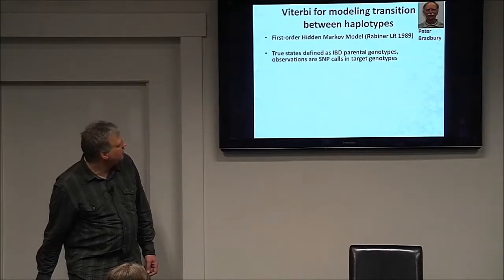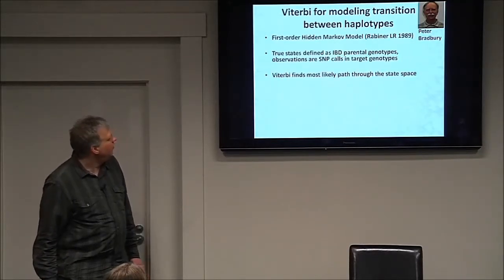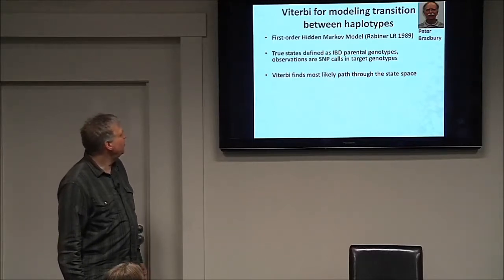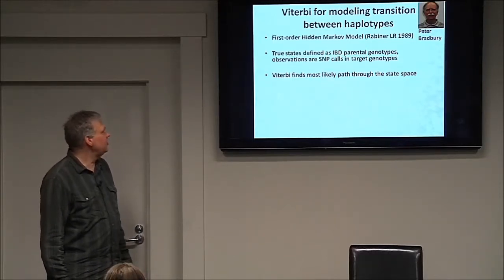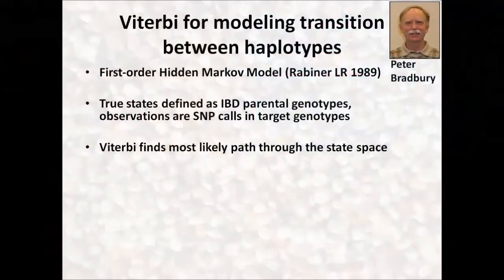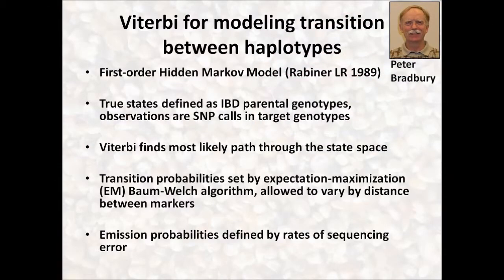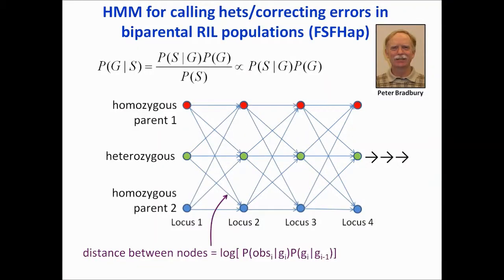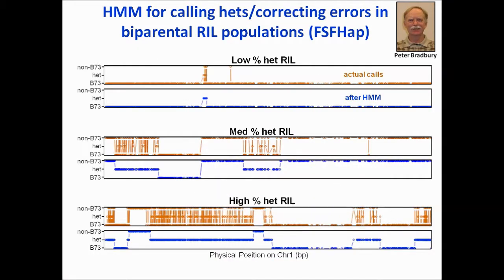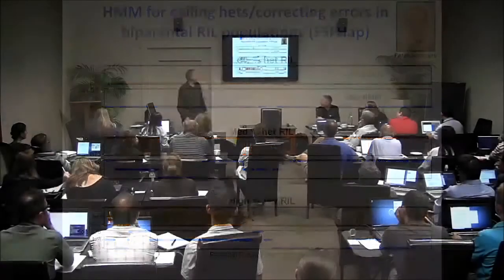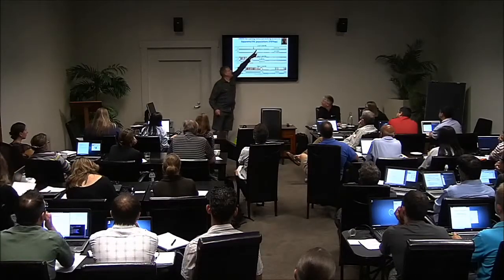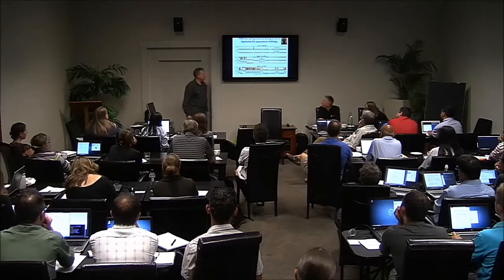So I actually talked about this a bit. The HMM is helpful to find transitions between the different haplotypes, or where the recombinations are. I'm not going to go too much through this. I'll skip over it. I showed that yesterday. So mostly you're trying to pick out where these recombination breakpoints are between the different haplotypes, and also call heterozygotes, and also correct errors, right? So that's going to deal with map expansion.